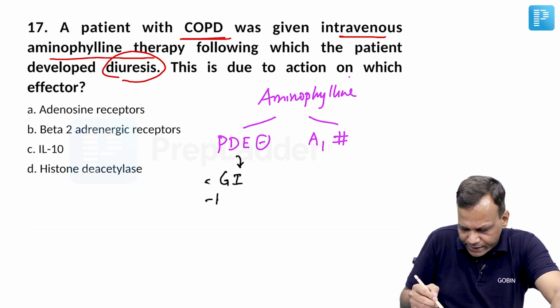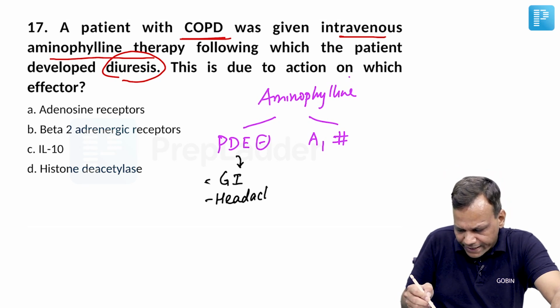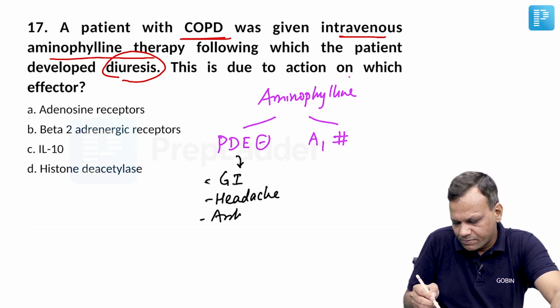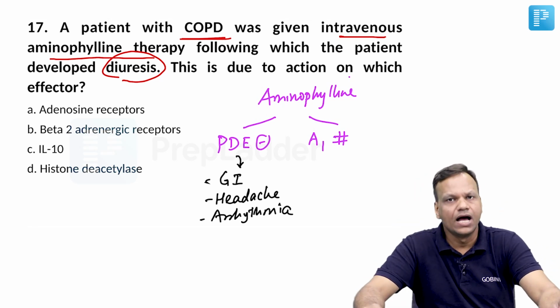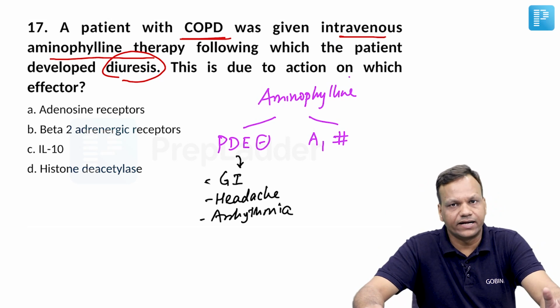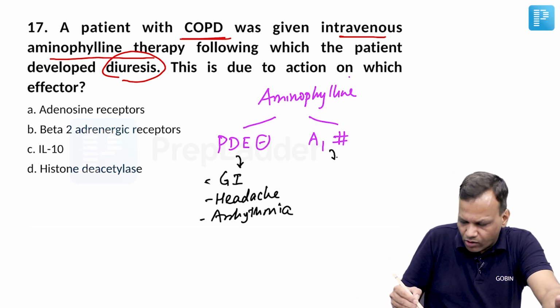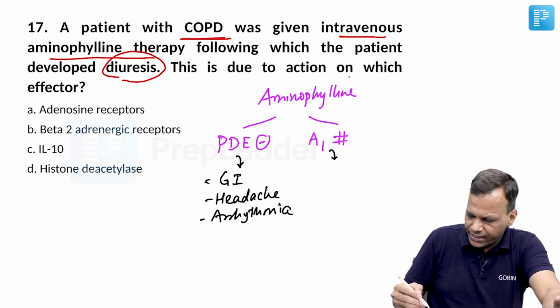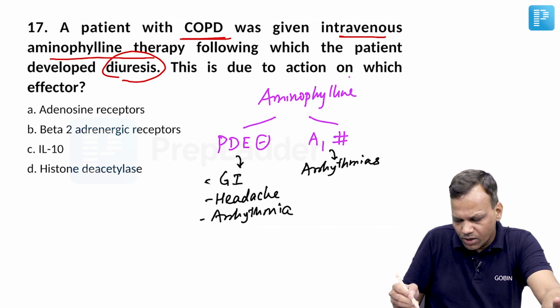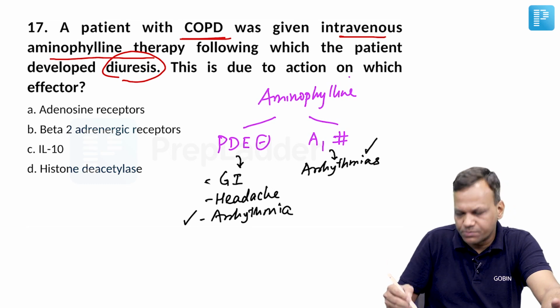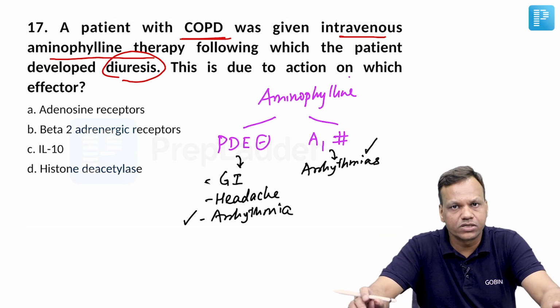It can lead to headache, and it can lead to arrhythmias. So the three side effects which can be due to phosphodiesterase inhibition are GI problems, headache, and arrhythmias. Whereas A1 antagonism, adenosine antagonism, can result in arrhythmias. So arrhythmias has dual mechanism. It may be due to phosphodiesterase inhibition or it may be due to adenosine antagonism.